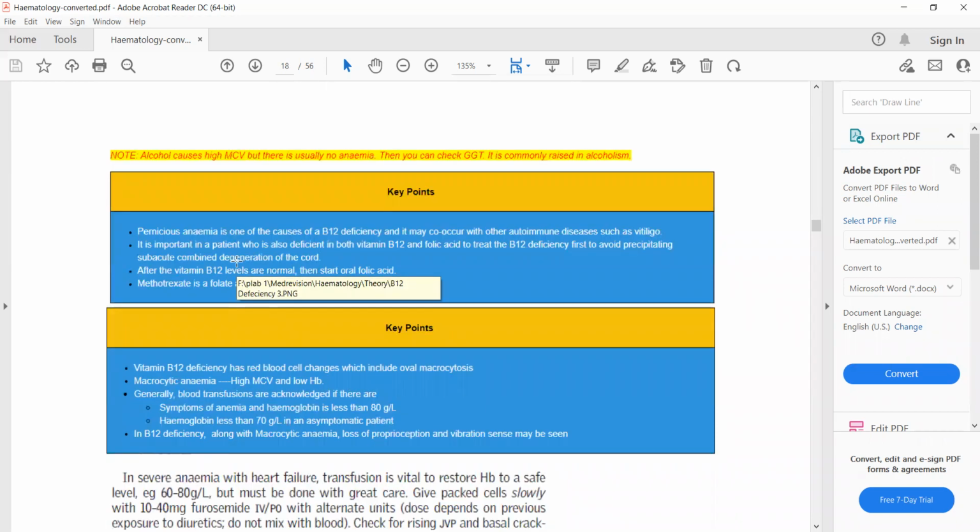So again, we discussed a point in microcytic anemias as well, that someone with microcytosis and normal HB. What will you think about microcytosis with normal HB? Anyone? Microcytosis with normal HB is present in two conditions.